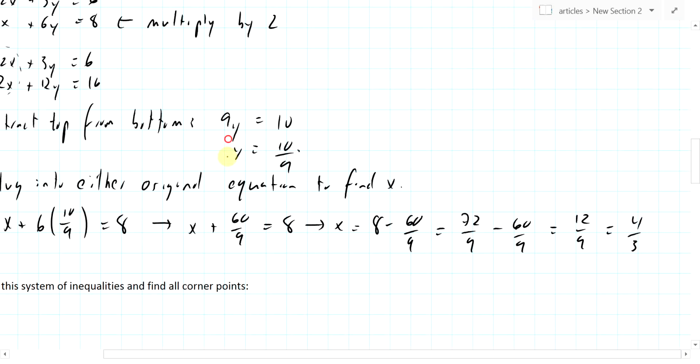So, oops, that's a little messy. Let's try it like this. y equals 10/9, x equals 4/3. That's my intersection.